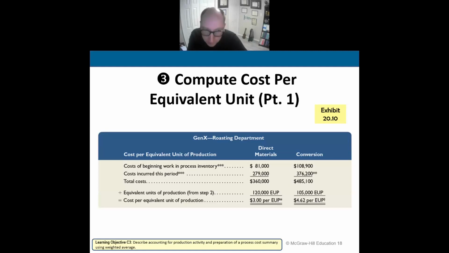I divide the total cost by the equivalent units of production that we got from step 1. 120,000 for materials, conversion 105,000. For direct materials, I have an equivalent cost per unit of $3. And for the conversion costs, I have an equivalent cost per unit of $4.62. All you need to remember from this part is just the formula, plugging in the values.